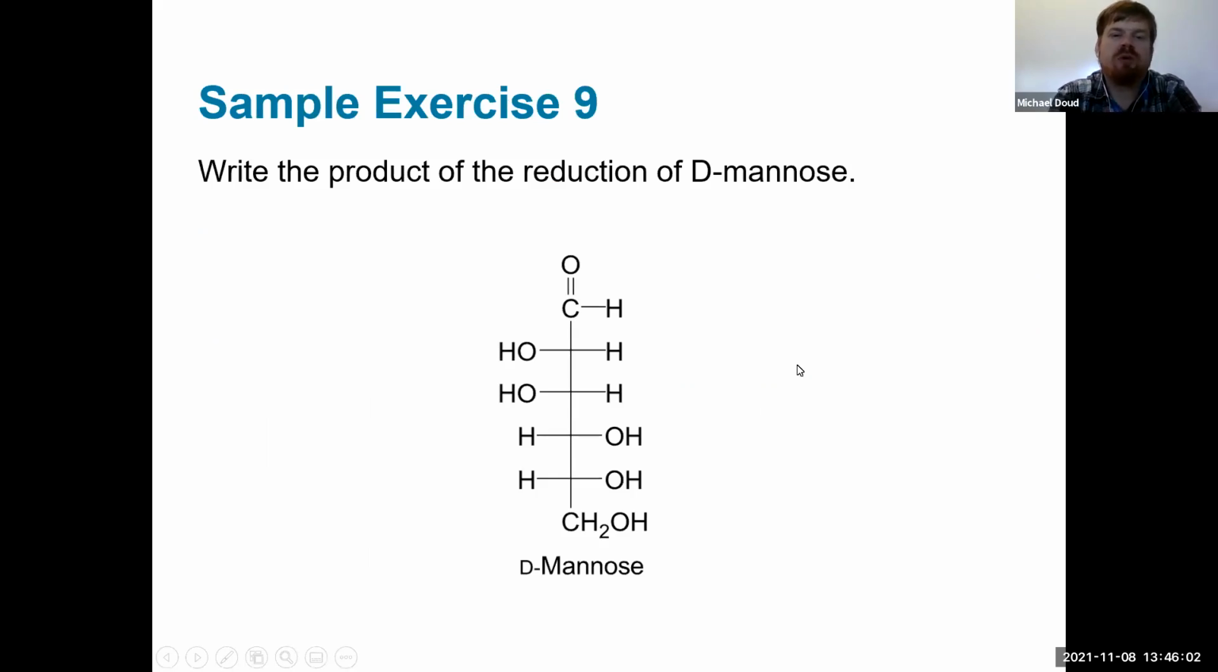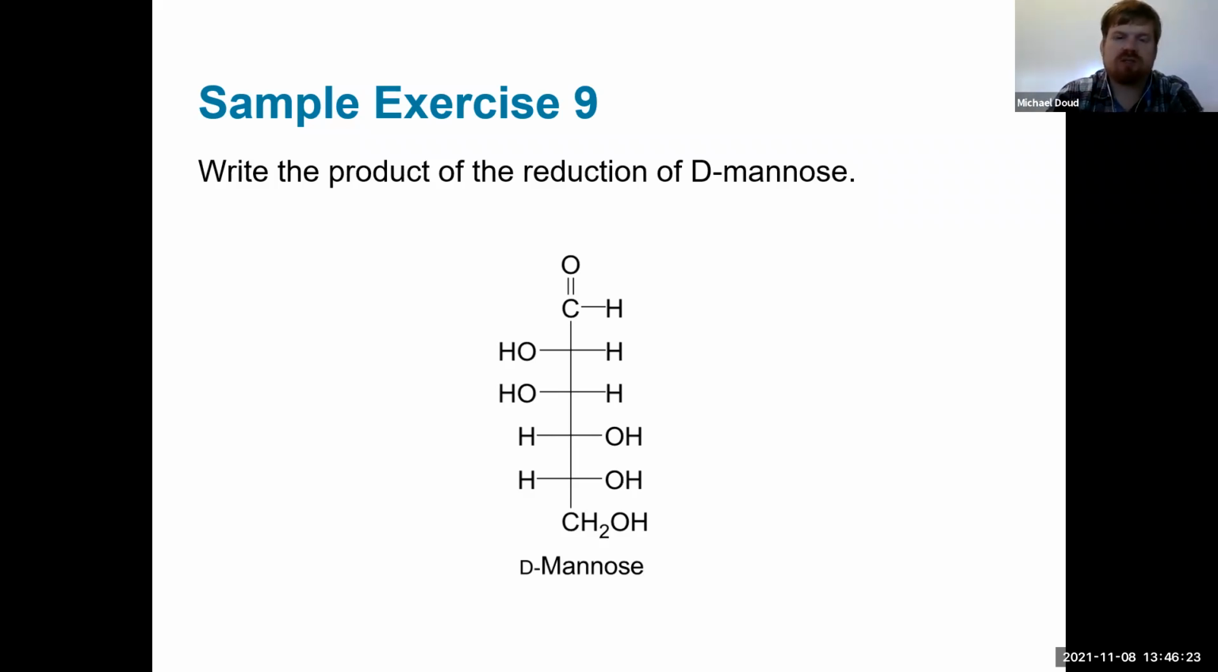Okay, so show me what would happen if you took mannose and you reduced it. So remember, if you reduce it, you're going to turn it into a sugar alcohol. So mannose will become mannitol. So go ahead, pause the video here. Show me what would happen if you reduced it. Draw it in your notes, and then we'll take a look at the answer when we come back. So go ahead, pause.